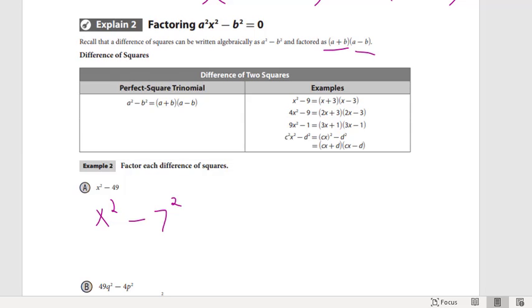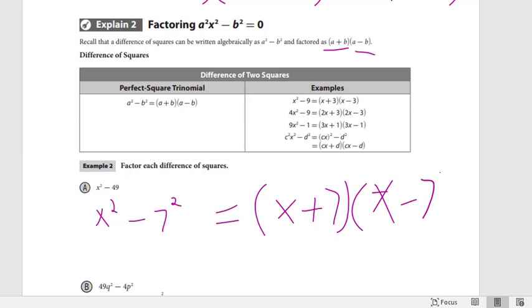So what that means in a factored form is it'll be x plus 7 times x minus 7. One of them will have to be positive, one of them will have to be negative. That's what gets that center term. There is no x term in the center. That's what gets that second term to cancel out.